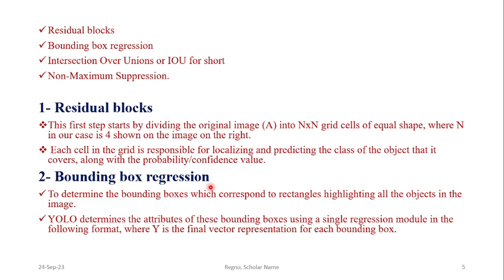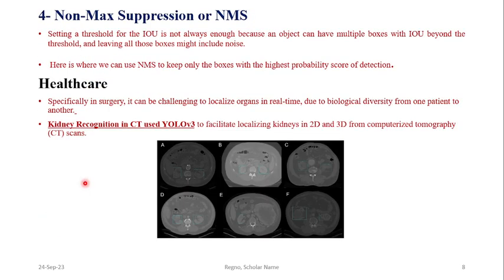Then, finally, non-max suppression. This is a post-processing step needed to improve the accuracy and efficiency of object detection. It's common in object detection for multiple bounding boxes to be generated for a single object in an image.